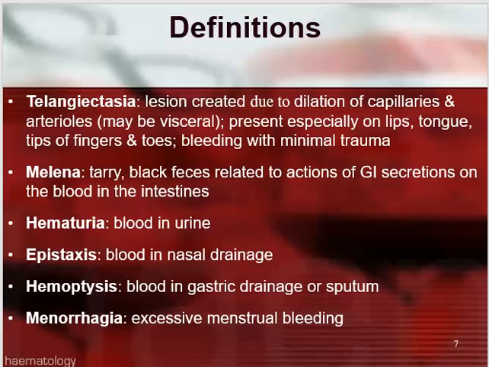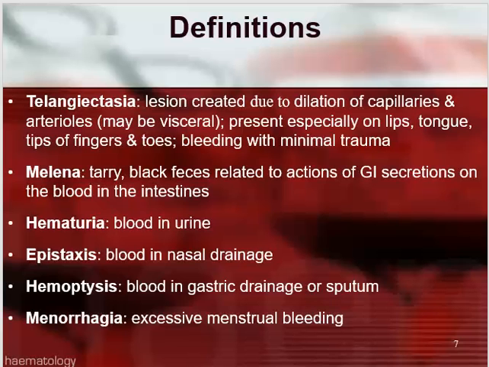Hematuria is blood in the urine. Hema, blood, uria, urine. Epistaxis is blood in nasal drainage. So this is a bleeding nose. Hemoptysis is blood in sputum. So you're coughing up blood. If somebody is coughing and holds a Kleenex up to their mouth and the Kleenex comes away bloody, that's what this is.